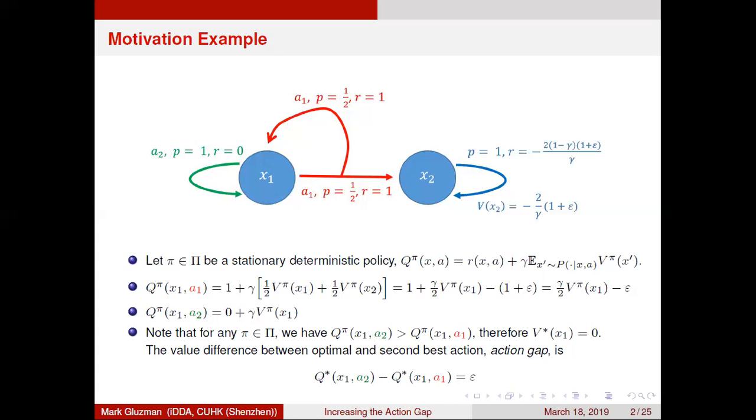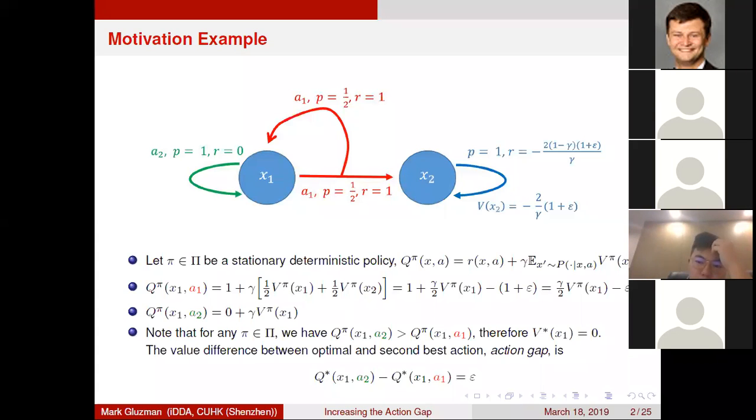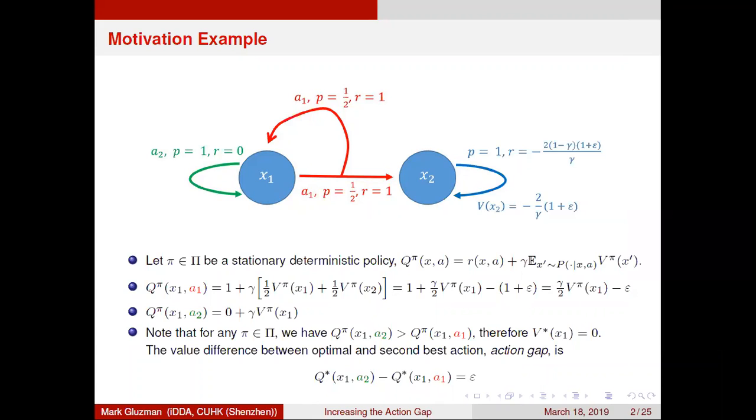So the difference. Why is it zero? Yeah, so V pi is zero because we want to substitute the optimal value function. So this one, Q pi X1 A2 is equal to zero, Q pi X1 A1 is equal to minus epsilon. So the difference is epsilon.